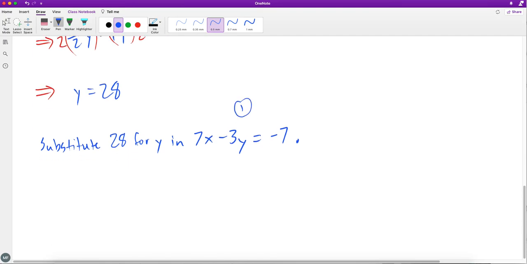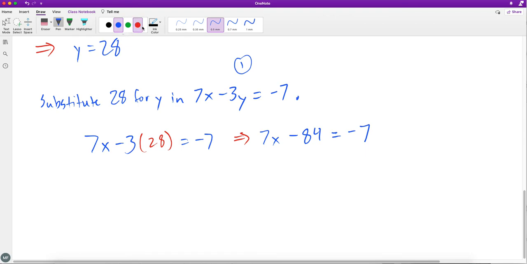7x minus 3y equals negative 7. Okay, so we have 7x minus 3 times 28 equals negative 7. So we end up with 7x minus, well, if this were 3 times 30, it'd be 90. So that'll be 90 minus 3 times 2 is 6. So 90 minus 6 is 84. You should check my arithmetic on that. Make sure you agree with that. Okay, I'm going to add 84 to both sides.